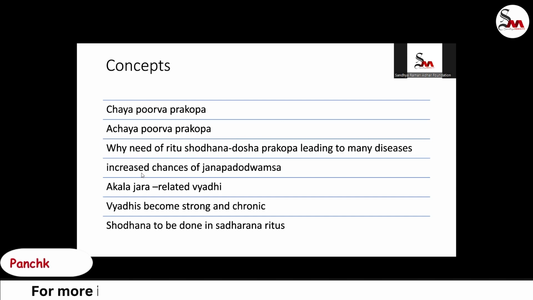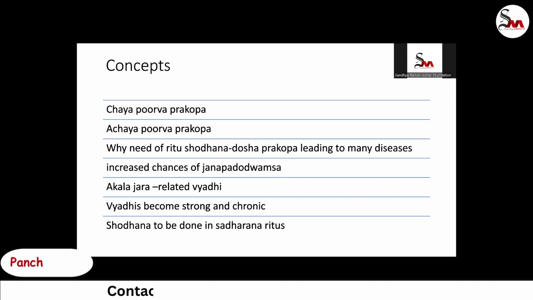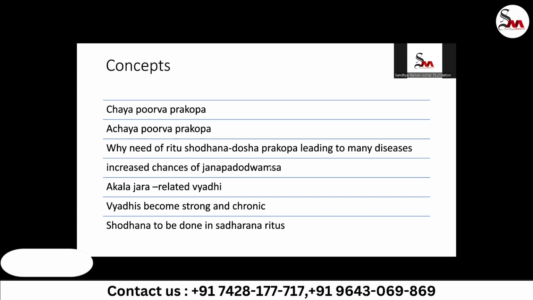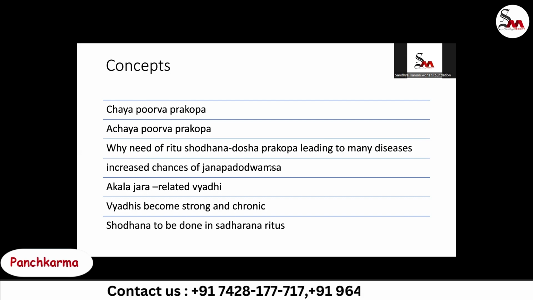And because of this dosha prakopa, there is increased chance of Janapadudvamsa. Don't you think this year we see that there is an increased number of pink eye, right? Abhishyanda. And Abhishyanda is one of the Janapadudvamsa, as we know. And why is it happening? We are not taking care of the Ritu. And we see that this year there was not much of Varsha Ritu itself.